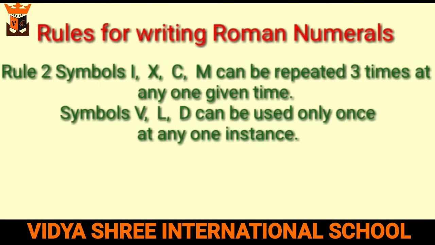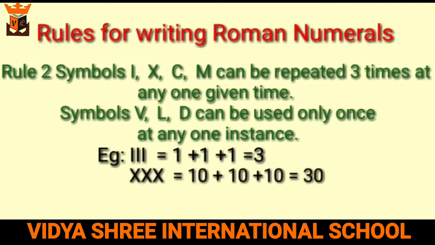Rule number 2. Symbols I, X, C and M can be repeated 3 times at any one given time. Symbols V, L, D can be used only once at any one instance. For example, III can be written as 1 plus 1 plus 1, which is equal to 3. XXX can be written as 10 plus 10 plus 10, which is equal to 30.